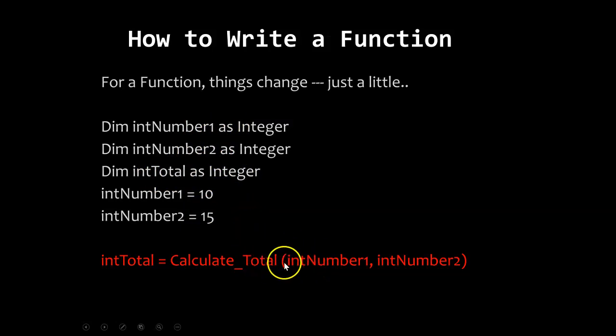But here in this case, I'm going to pass down only int number 1 and int number 2. What we're not going to do is pass down this empty bucket. What we're going to do is call calculate total, passing these parameters down, and then the result will be passed back into what's on the left-hand side of the equal sign.